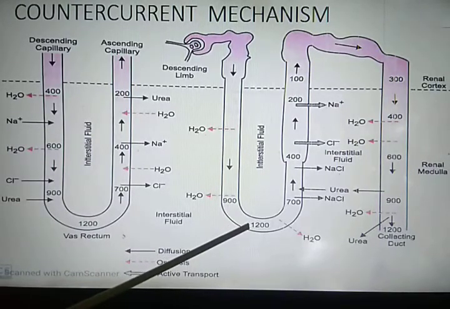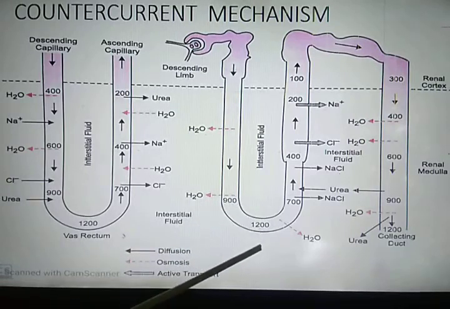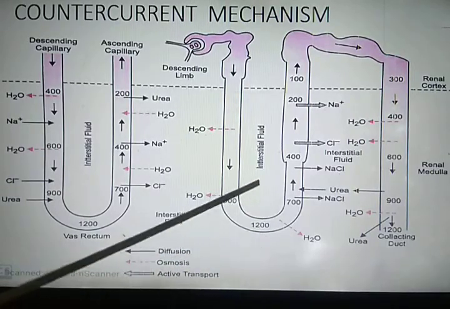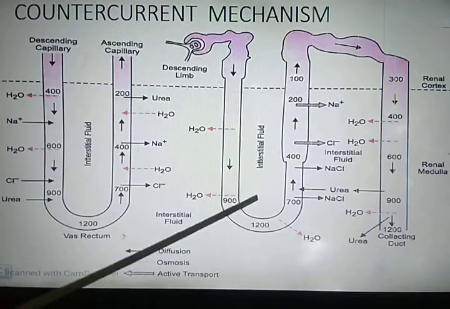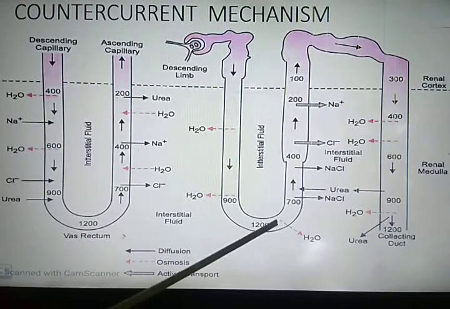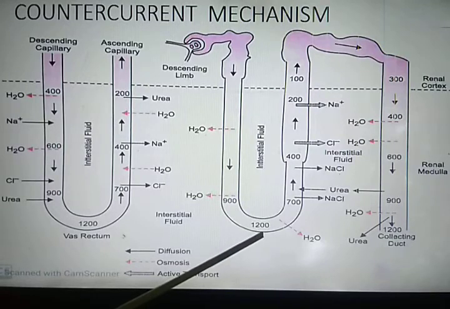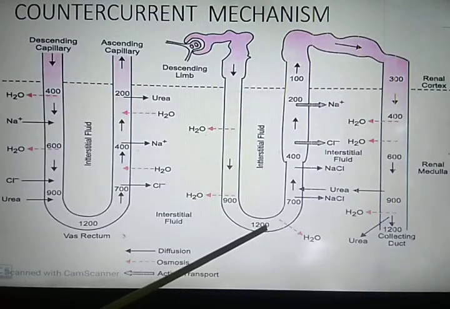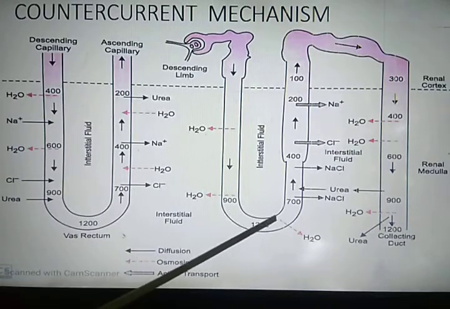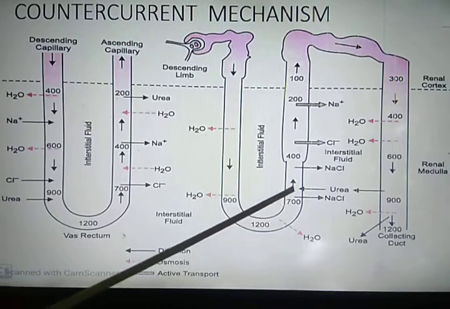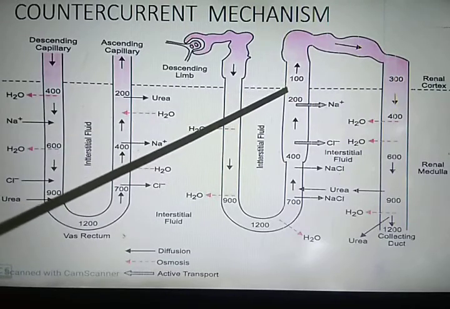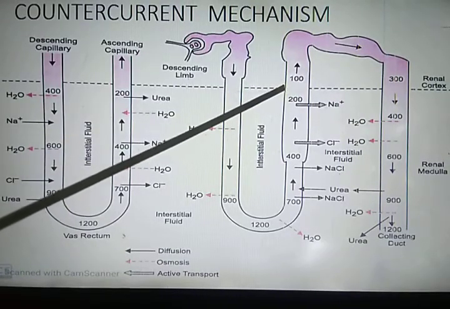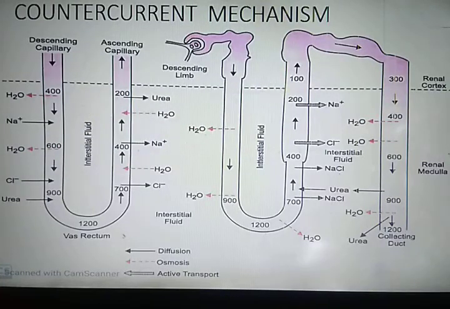You can see here it is maximum near the point where two limbs combine. So at the point where the ascending and descending limbs combine, the osmolarity is highest. Here it is given 1200, and as we move from the medullary region towards the cortex region, the osmolarity of the filtrate decreases.